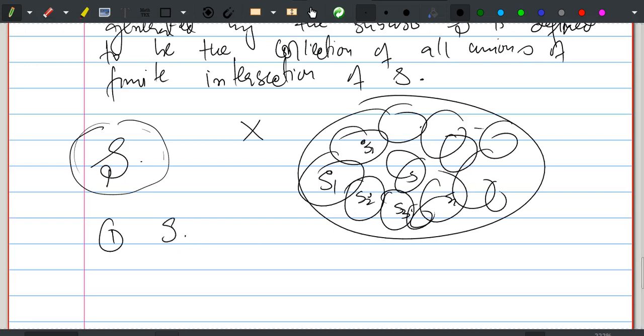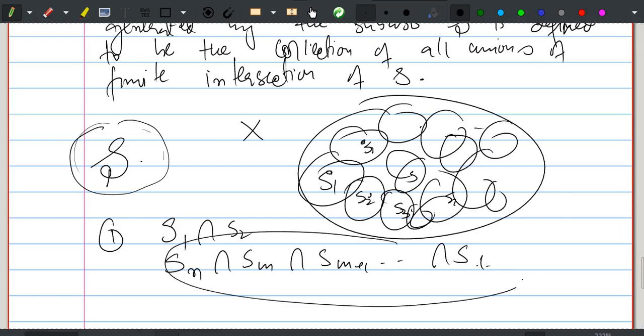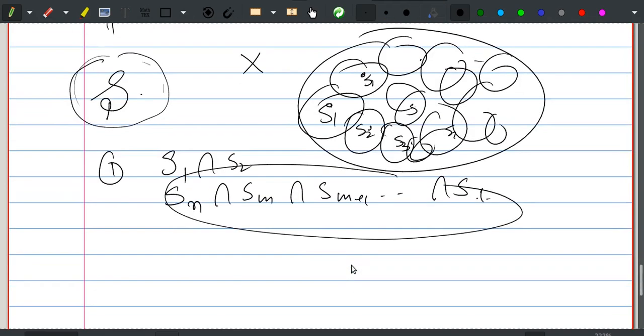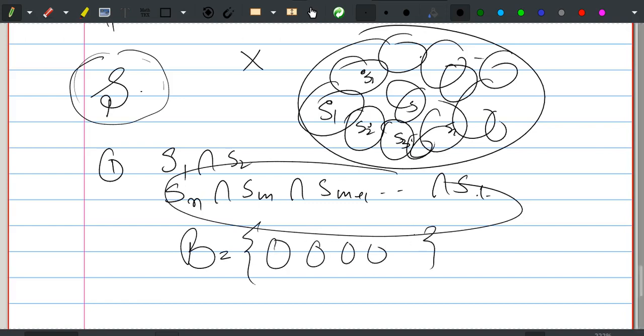So we take S1 intersection S2, or S_m intersection S_{m+1}, and so on, intersection S_t, suppose. So this is another element. Like this we take all intersections of elements of S. Then we get some other collection, say B. This collection contains subsets of X, and each subset is a finite intersection of elements of S.